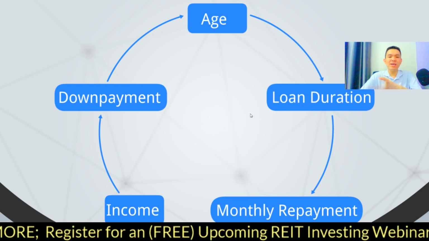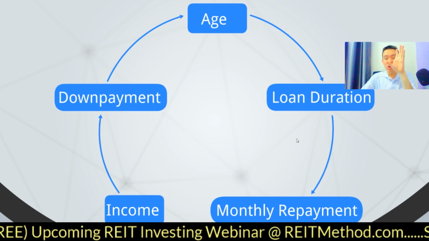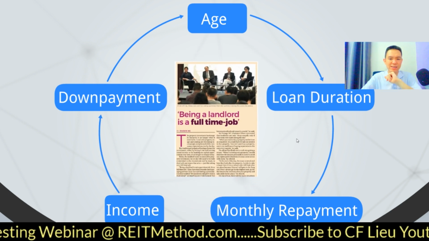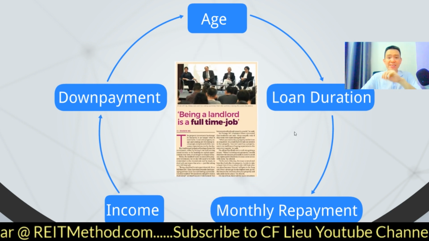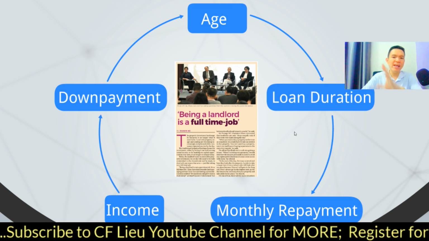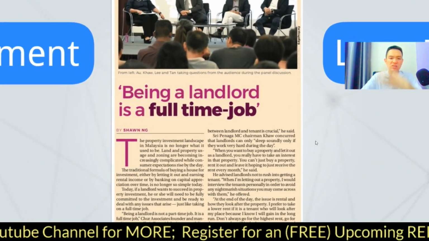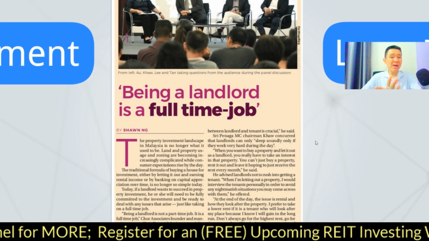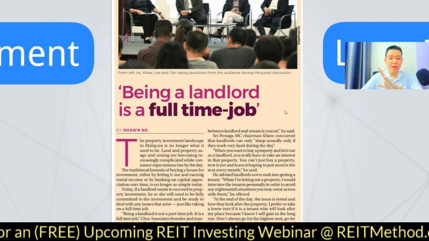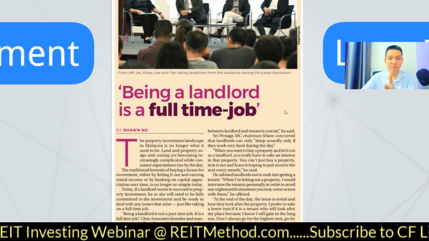It's going nowhere. Now, all of this combined together, on top of all of this, you also have to manage your tenant. A lot of people thought property investing is passive income, a hands-free kind of thing. But no, according to the expert, and this is what I actually agree with, being a landlord nowadays is a full-time job. Being a landlord is not a part-time job. A lot of people have a full-time job.